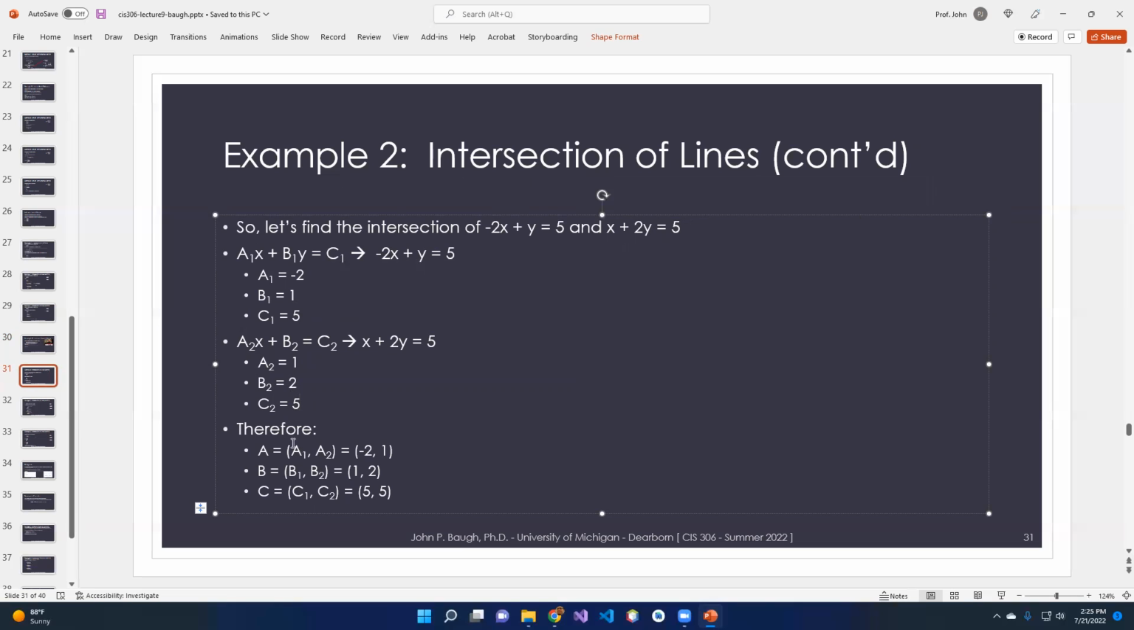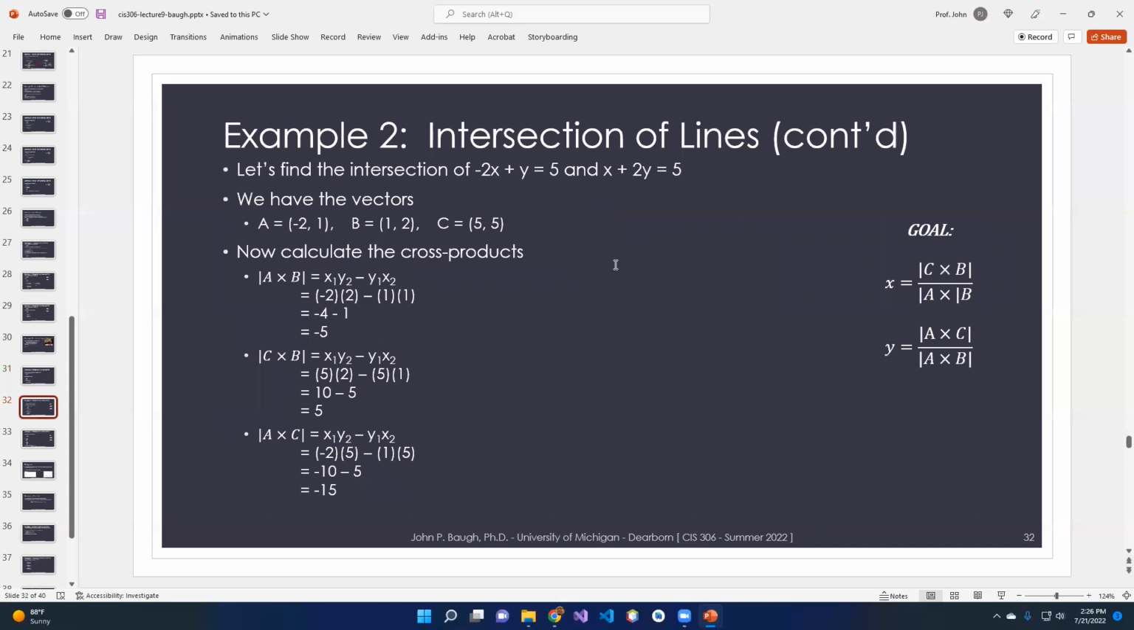Therefore, we can take these as the scalar values that we obtained as the coefficients and constant here. We can just take these values and put them together as the vectors that we need, A, B, and C. So A1, A2 in this case are not vectors, but scalars. A1, A2 is -2, 1. The B1, B2 is 1, 2, and then C1, C2 is 5, 5. So now we've got our vectors. And then once you have that, it's a little bit smoother sailing.